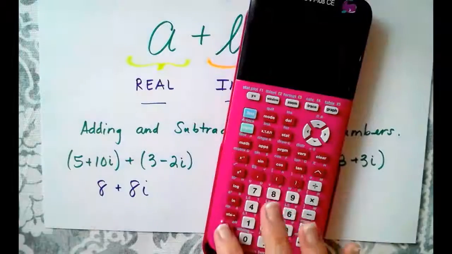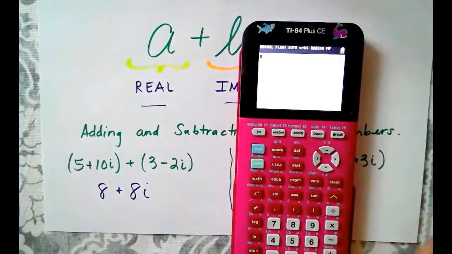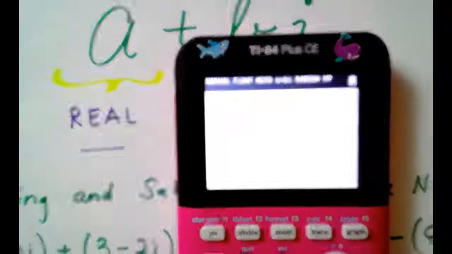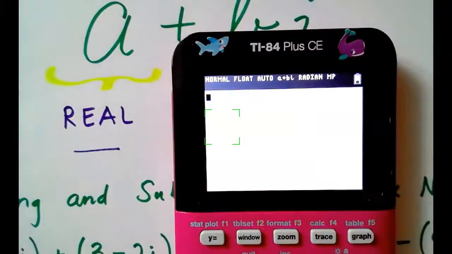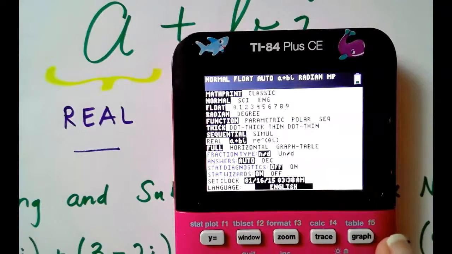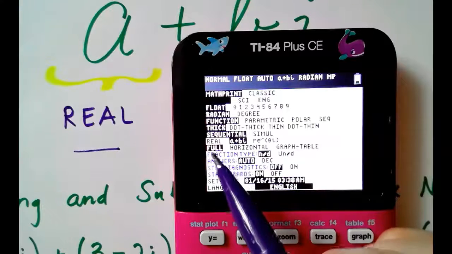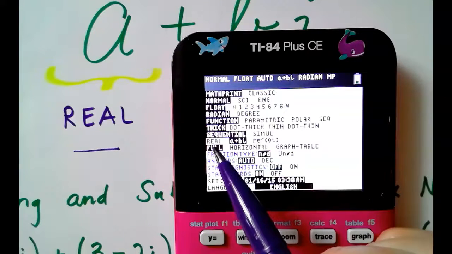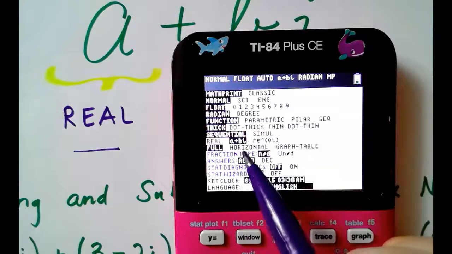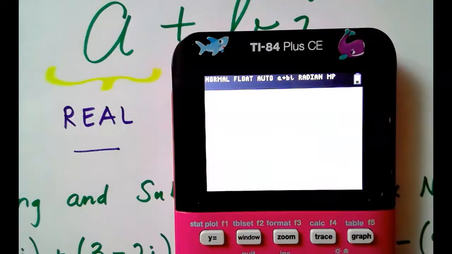On your calculator, you can access imaginary numbers, complex numbers. But the first thing you have to do is make sure your calculator is in the right mode. If you hit the mode key, there's real, and then there's a plus bi. You need to be there. So I am there, so I just wanted to show you that we could actually add these together on your calculator. Not that that would really be necessary.